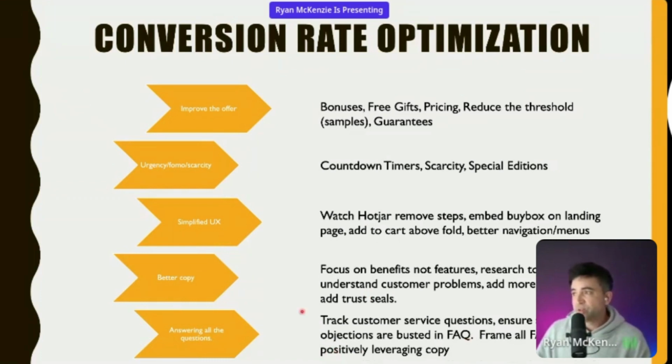And then the last thing on the conversion rate optimization for low-hanging fruit is have your customer service track all of the questions that they're being asked. And honestly, just start bucketing them into frequency. And if there's something that's not currently being answered on your landing page or in your frequently asked questions, add it and bust the objections. And then in your frequently asked questions, you should be framing all of your responses positively so that you can leverage copy to push the consumer closer to a purchase. That should be the goal with every question being responded to in your frequently asked questions.